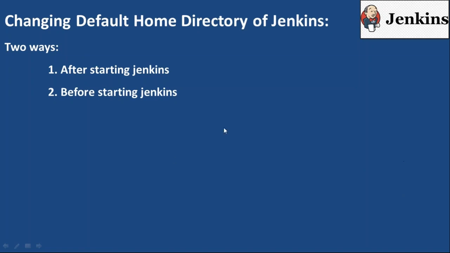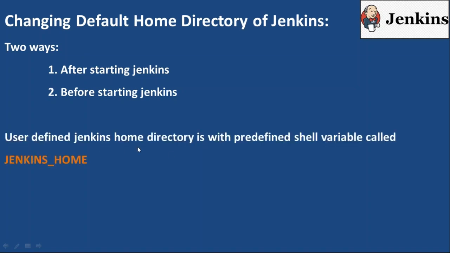Here you need to remember one thing. Instead of the default home directory, if you want to store your Jenkins home directory anywhere in your system, the configuration of the Jenkins server supports a path variable named JENKINS_HOME. The user-defined Jenkins home directory is a predefined shell variable called JENKINS_HOME. This is already configured under your Jenkins configuration.